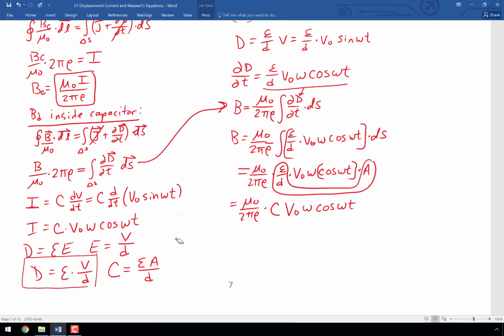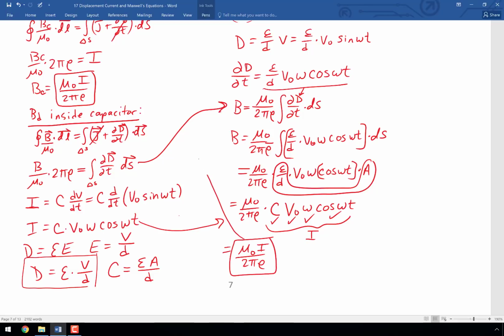I know that the capacitance, okay, hold on, sometimes it's hard to keep track of all I know. I need to now factor out what is I. So I know that I is equal to C, times V0, there's an omega, and there's a cosine t. So this term right here is I. So this is equal to mu sub 0 I over 2 pi rho, and that's our final answer.